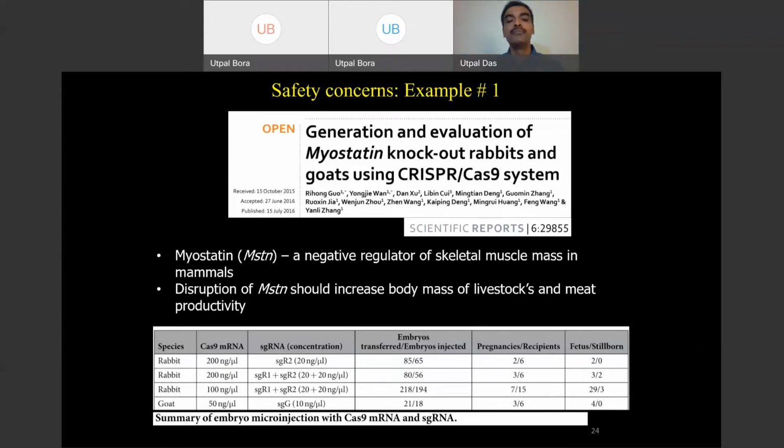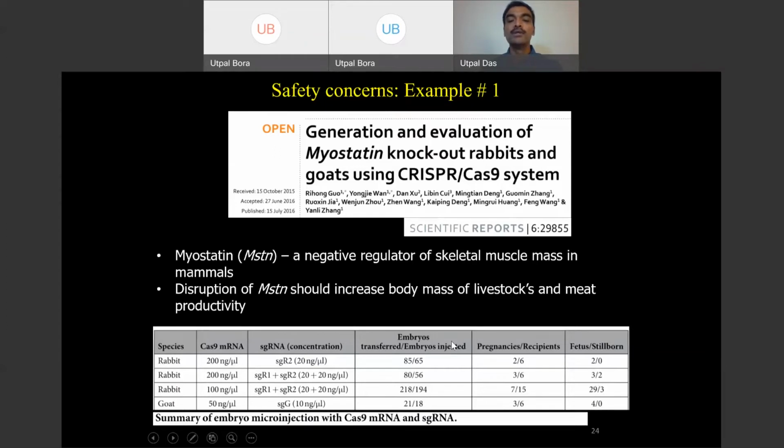So what they did, they took embryos from rabbit and goat and injected Cas9 mRNA, that enzyme you need, at different concentrations, along with different guide RNAs, sometimes single, sometimes multiple. And then once they were electroporated, they transferred those embryos and allowed them to go to term. And then they have fetuses. Of course, some of them are stillborn or have some defects, but at least they have live fetuses.